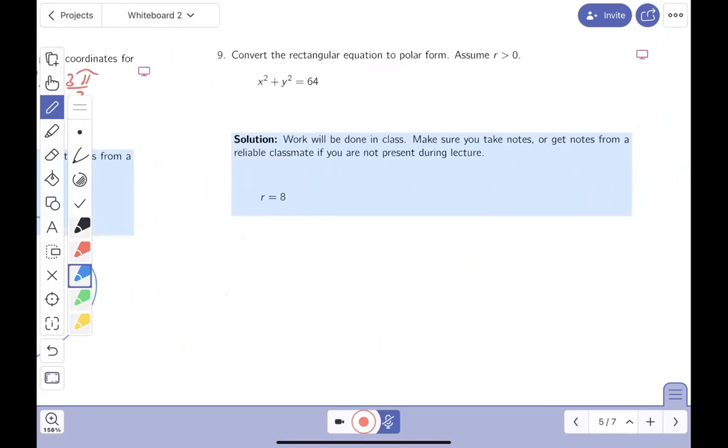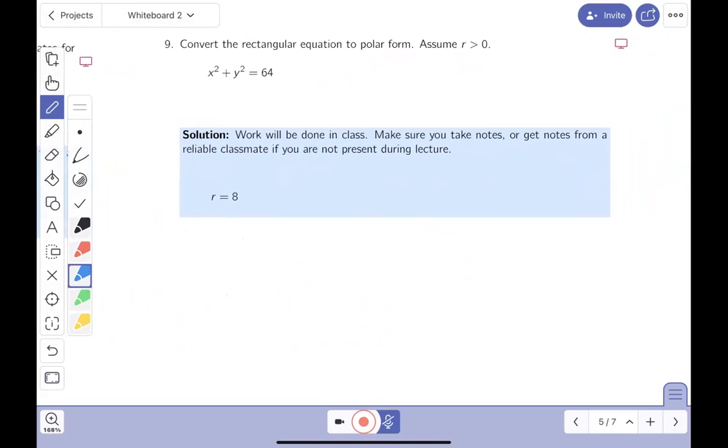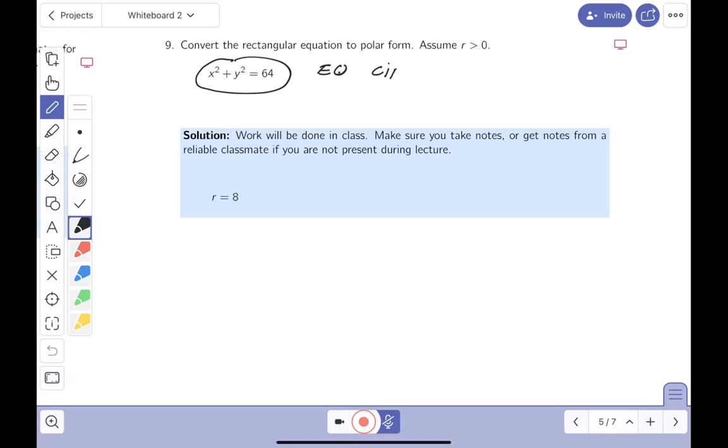Let's go to number 9. It says over here, convert the rectangular equation to polar form. Here's the deal, though, and I want to emphasize this to you. This is a really simple problem. I want to emphasize that this over here is an equation of a circle. It's centered at the origin and has a radius of 8.